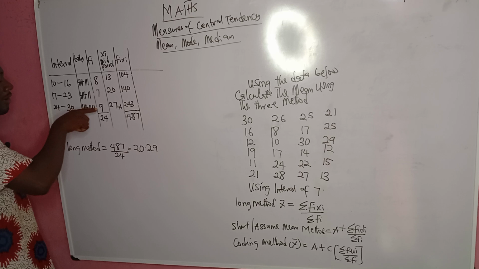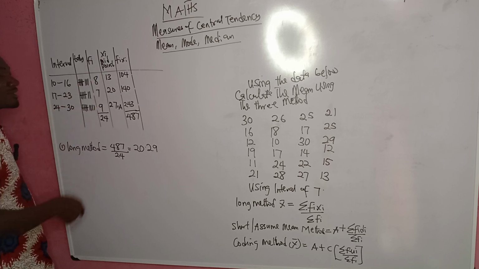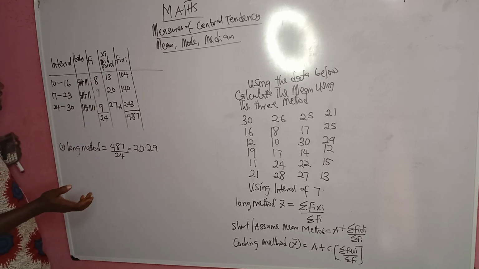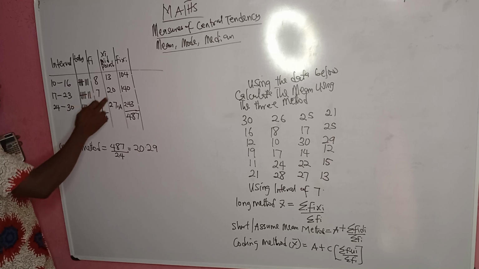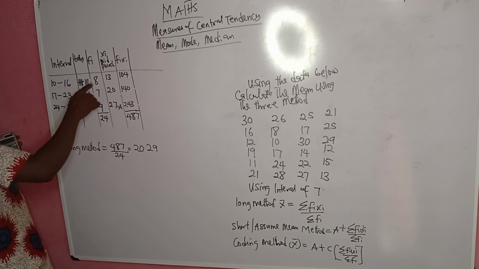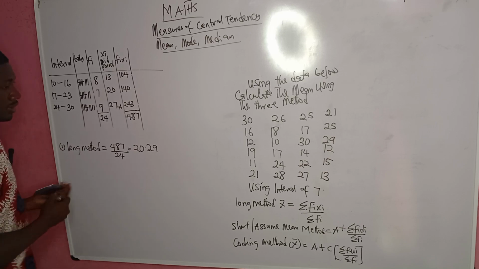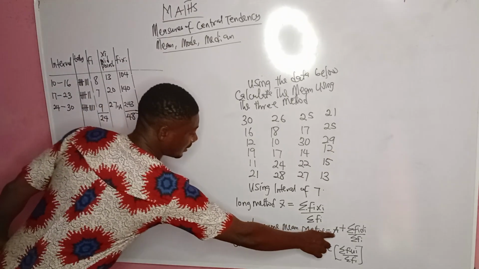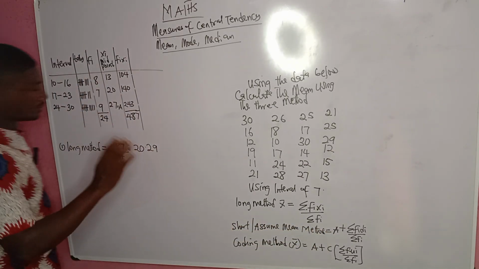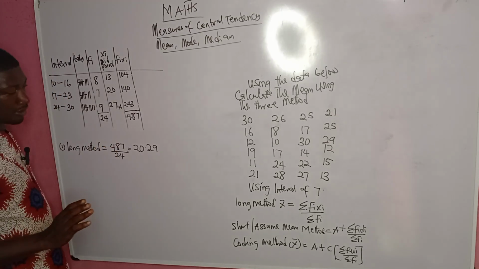So the number that corresponds with that 9 under Xi is your assumed mean. That is quite simple. If the highest number is 7, our assumed mean will be 20. And if the highest number is 8, our assumed mean will be 13. So now, our A, which is the assumed mean, is 27. So we are good to go for that one. We don't have issue with that one.